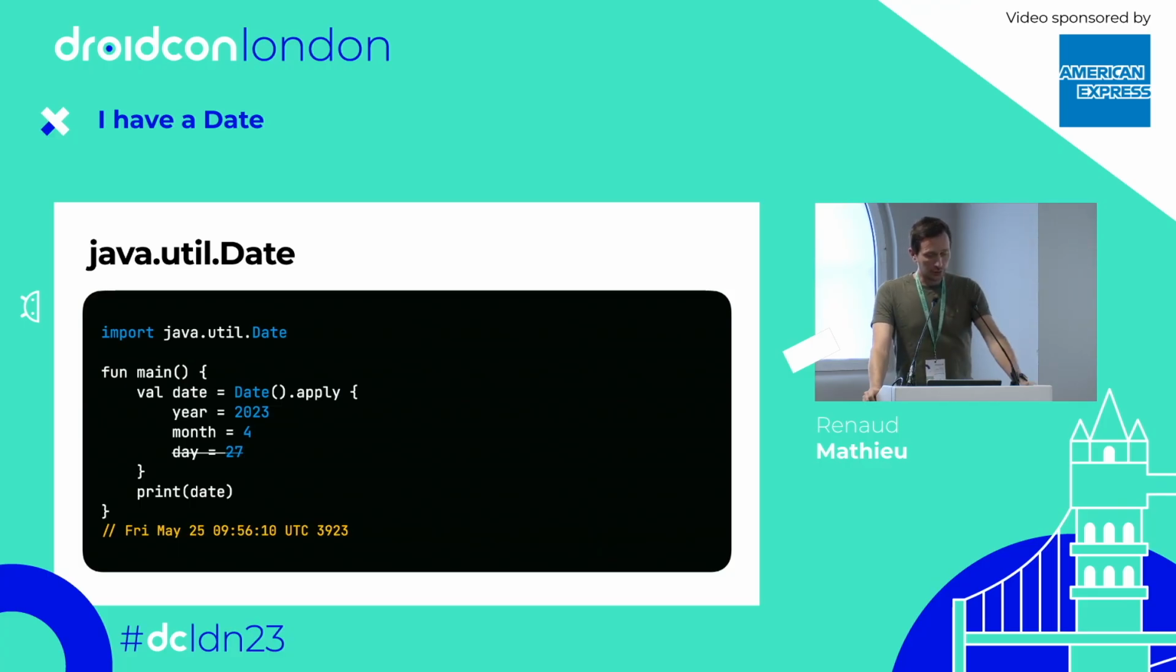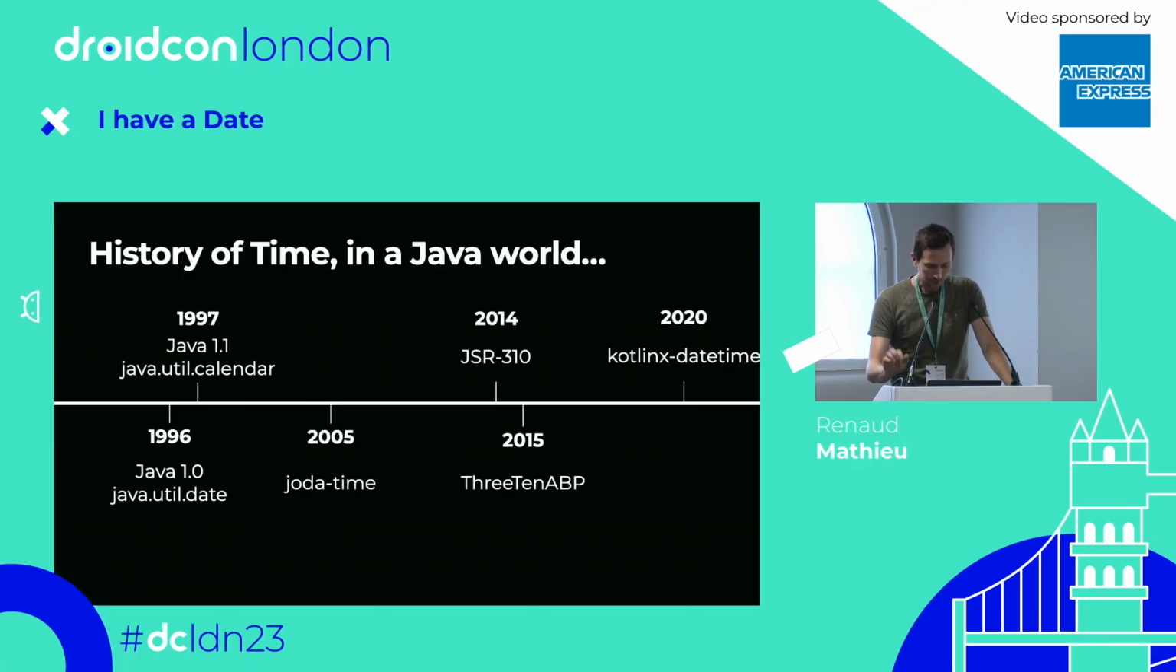And as you can see here, I set the year to 2023, but what it does print is year 3923. Why? Because it starts at 1900. So it's adding values. It's not the values that you set. So that's why it was a little bit complex. So bottom line, don't use java.util.Date.